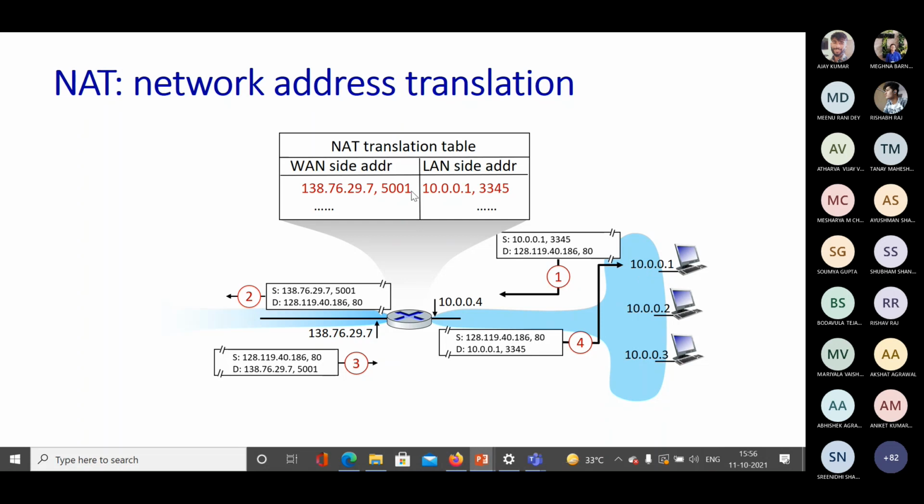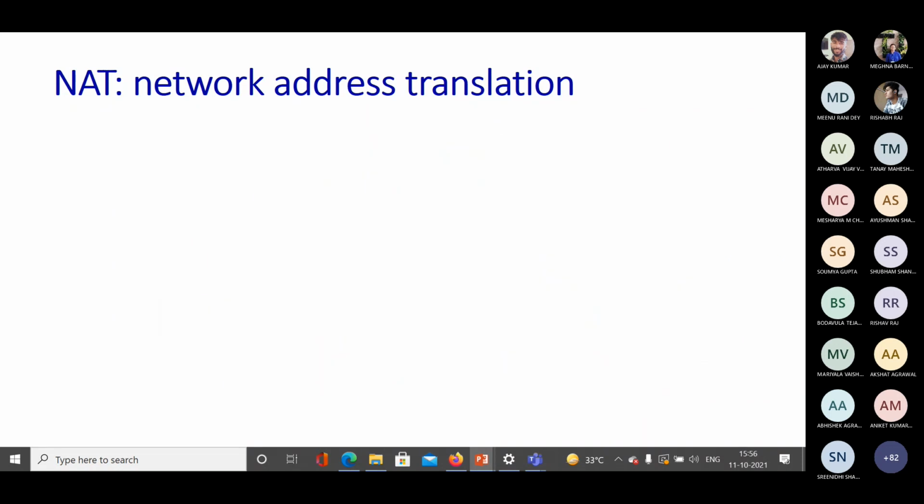That is what is going to be checked here, and then finally you can see that the source address is of course the same, 128.119.40.186, but the destination address is changed to 10.0.0.1. Okay, so this is how network address translation basically works.